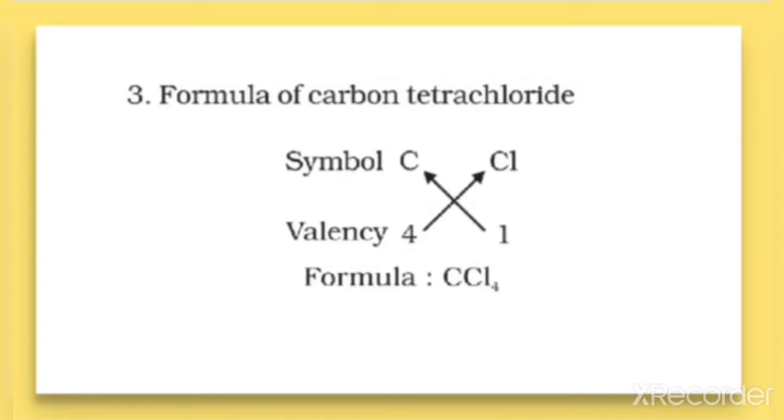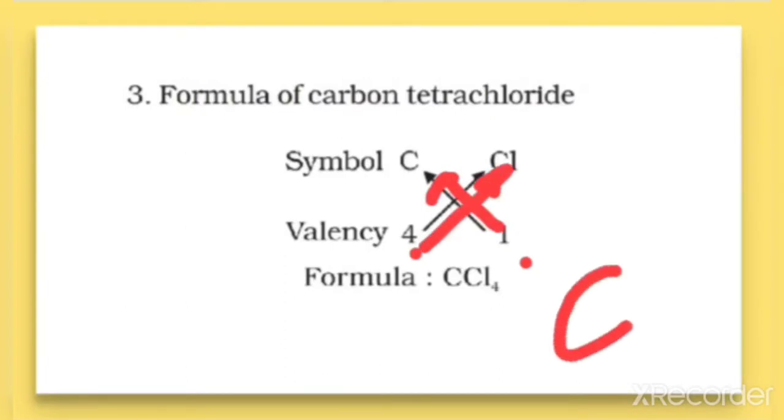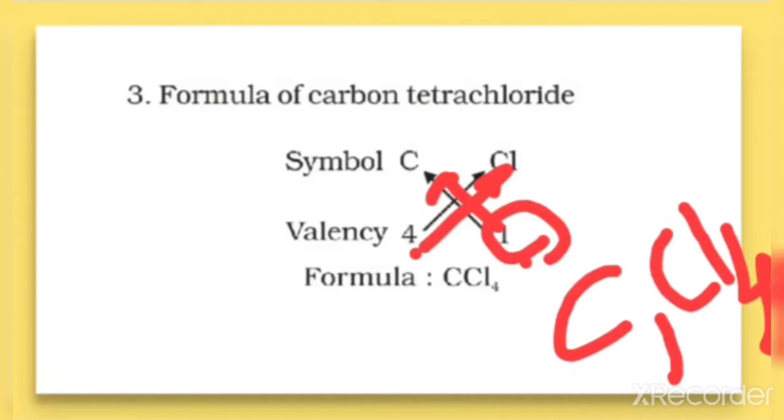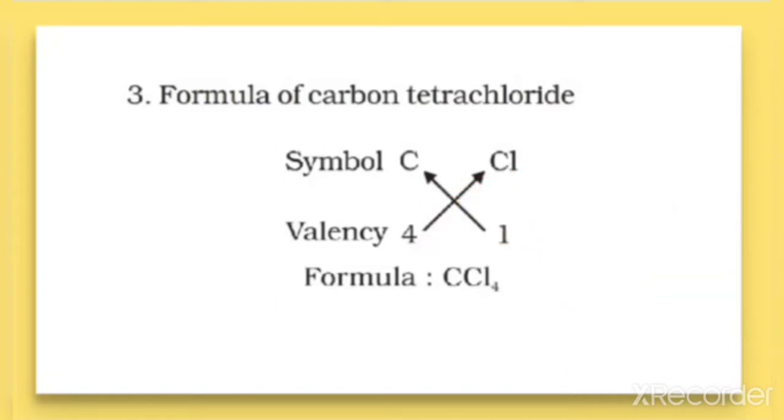So the valency is 4 for carbon and 1 for Cl. Now do the crisscross. When you do the crisscross, the 1 goes to carbon, so C1, and 4 goes to Cl. As I told you, the number 1 does not need to be represented, so rub it out. So what formula do you get? You get CCl4. So the formula is CCl4 for carbon tetrachloride.